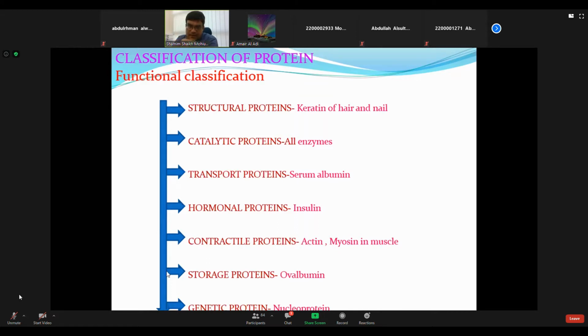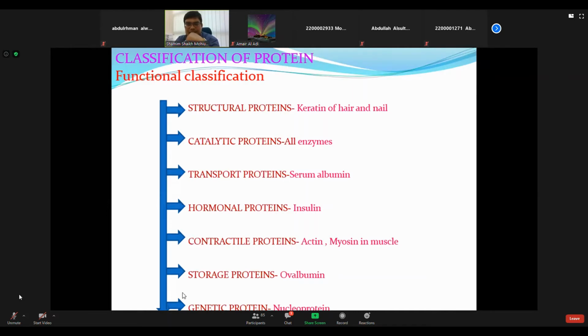Okay. Now storage protein like ovalbumin, it is mainly present inside egg. So you are getting storage protein. Some genetic proteins are there, present inside the molecules of DNA and RNA. They are mainly called nucleoprotein. So I just told you the meaning of these. I did not write everything because it will be a little bit heavy for you. Just remember the example, okay?